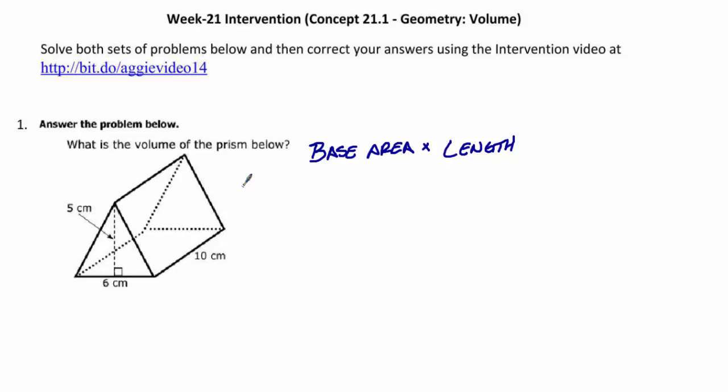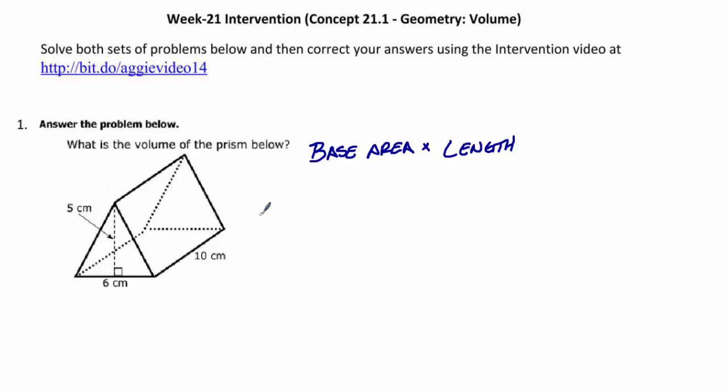In this case, you have a triangular prism, but if this was a rectangular prism, like a box, it would work the same. If this was a cylinder where the bases are circles, find the area of the circle, multiply by the length. So it's always area of base times the length. So let's get the area of the base.